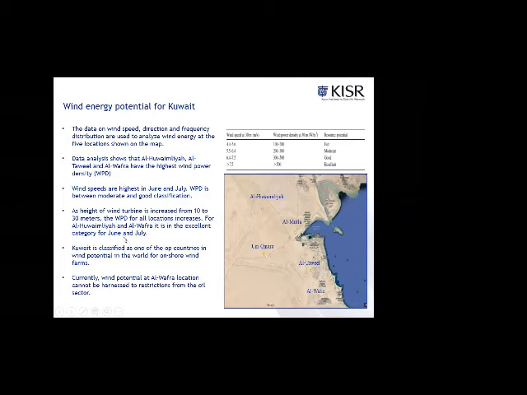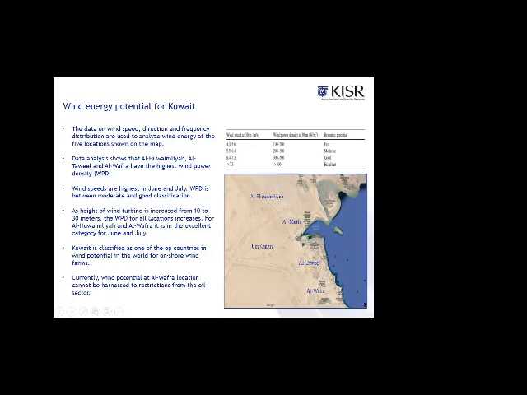Usually, if you increase the height of the turbine, you will get more power because it will be more windy at higher meters, and you can go up to 100 meters, not only 30. But wind speeds are highest in June and July in Kuwait. In the summer, we have more winds than the winter, by the way. And it can be between moderate and good. And in Al-Huwaymliya, it gets to the excellent classification.